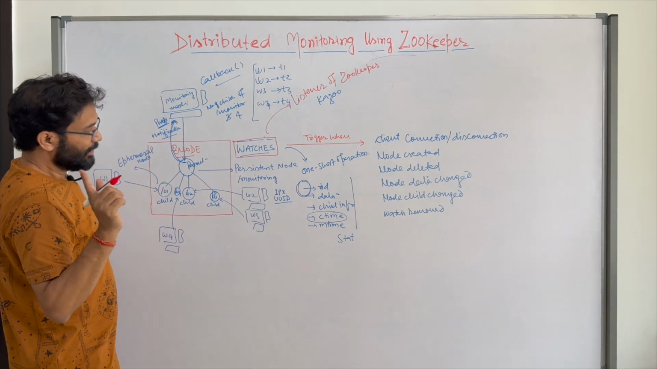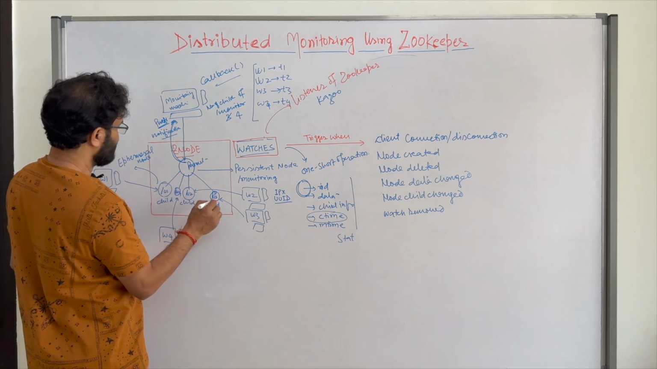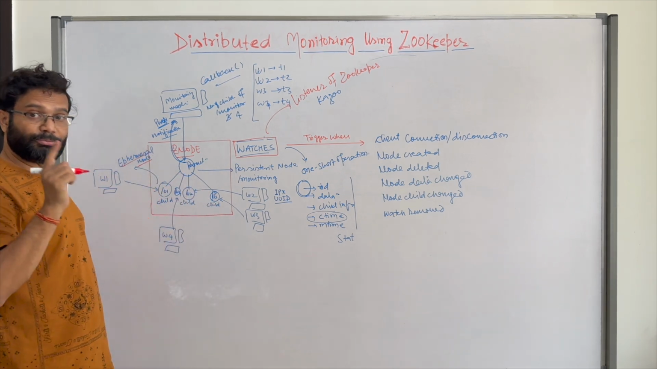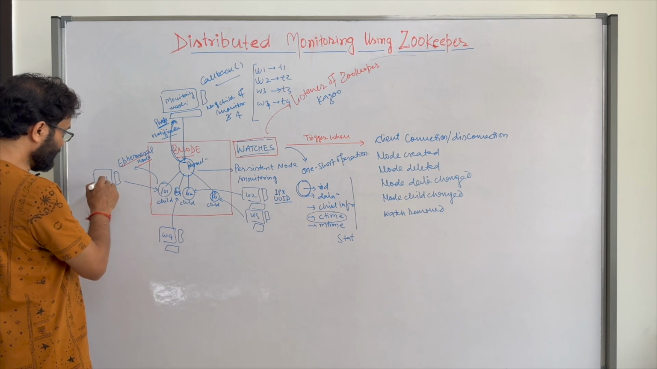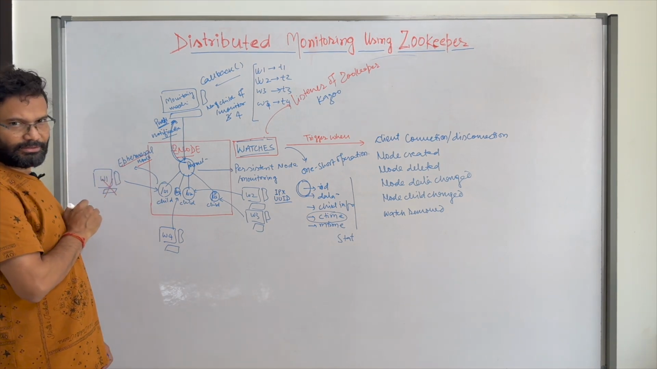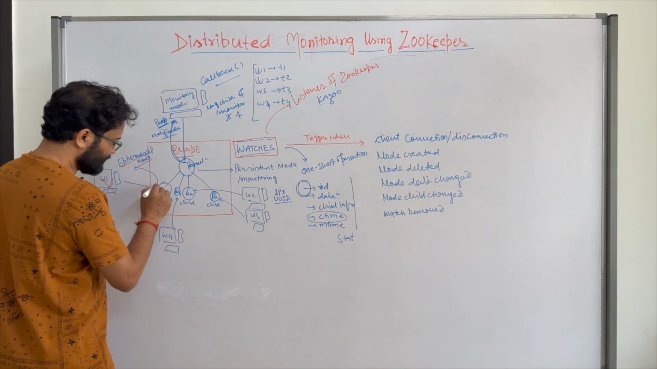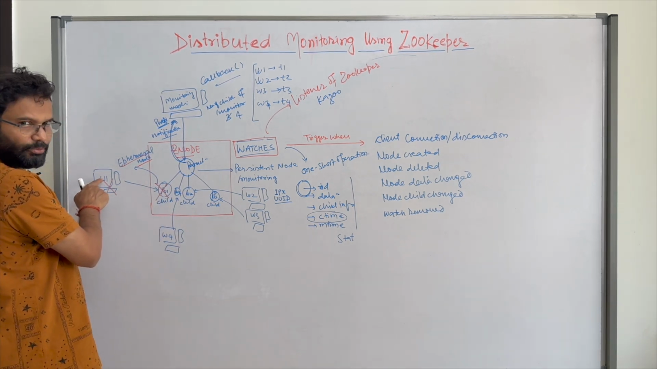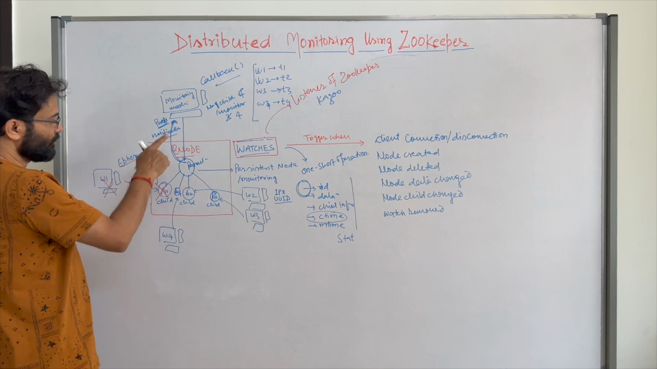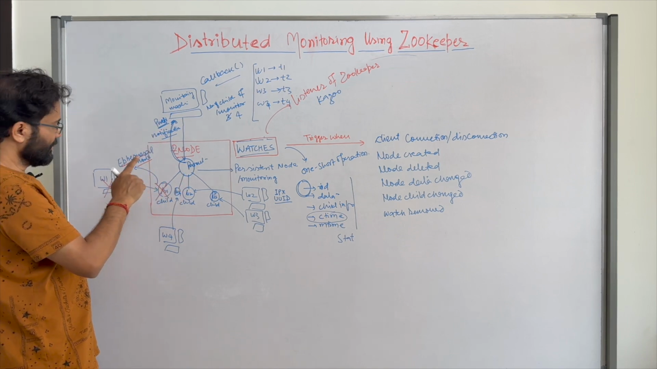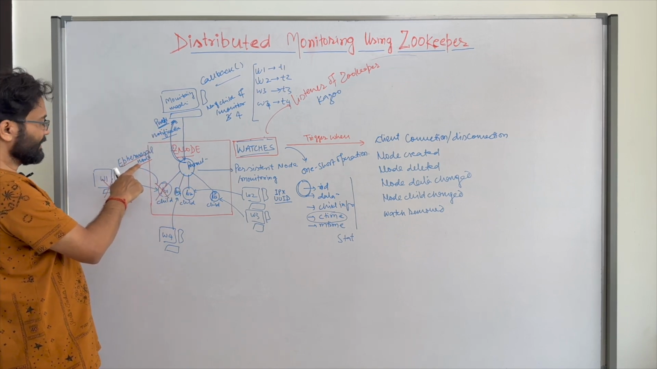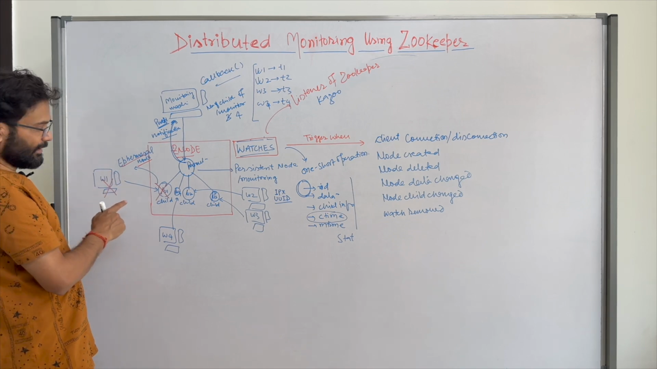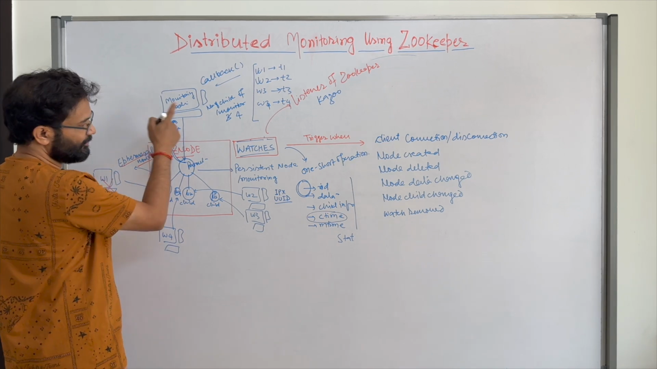I missed one important thing. This is the ephemeral node, and you know the meaning of an ephemeral node. The moment W1 is disconnected, zookeeper will delete any ephemeral node created by W1. And the moment this is deleted, it will do the trigger.